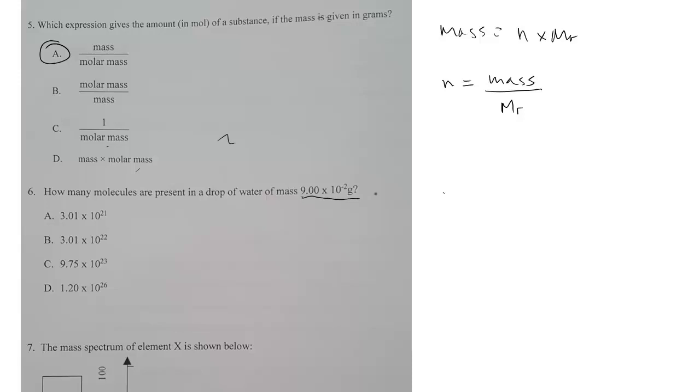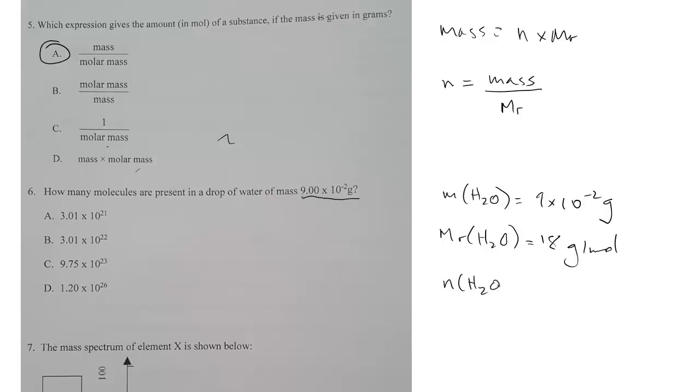So this is the mass of water. So let's have a look. The mass of water is equal to 9 times 10 to the negative 2 grams. The molar mass of water is 18 gram per mole. And so what we need to do is, first of all, figure out how many moles of water we're working with.